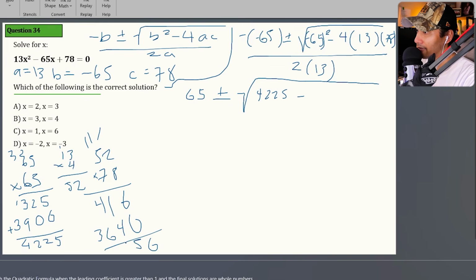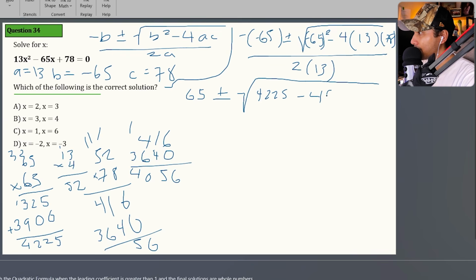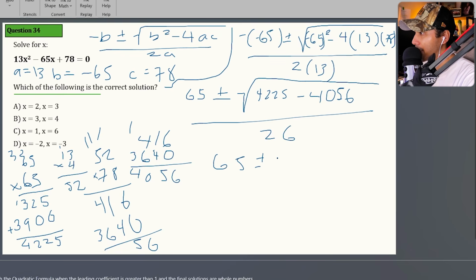6, 5, I just, you guys won't be able to see if I start running over here. So 4, 1, 6, 3, 6, 4, 0. That is 6, 5, 0, 1, 4. That is 40, 56, all over 26. 65 plus minus square root.